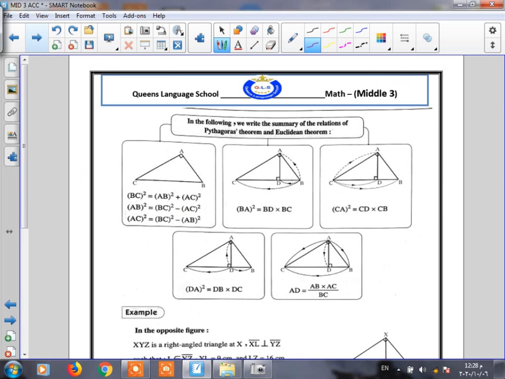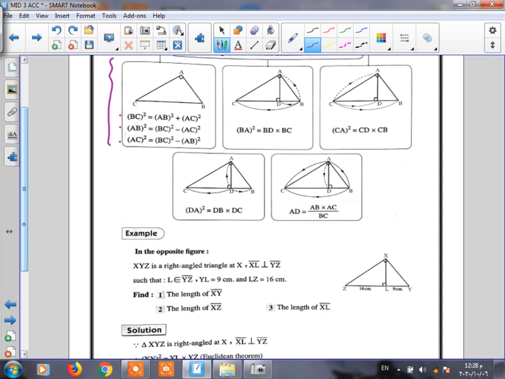Okay, let's see them. He said to me here, I can apply Pythagoras theorem. BC squared equal AD squared plus AC squared. AD squared equal BC squared minus AC squared. AC squared equal BC squared minus AD squared. Here, if you want to get BA squared, I will make BD times BC. Here, if I want to get CA squared, I will make CD times CB. Here, if I need DA squared, I will make one right and one left. That means DB times DC. And if I need AD only, I can use AB times AC over BC.